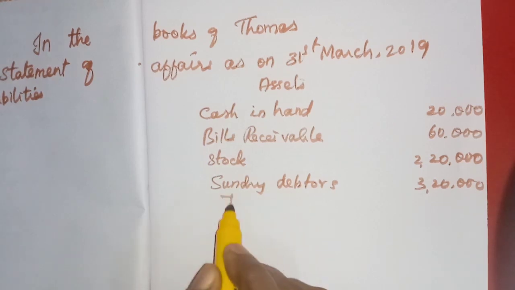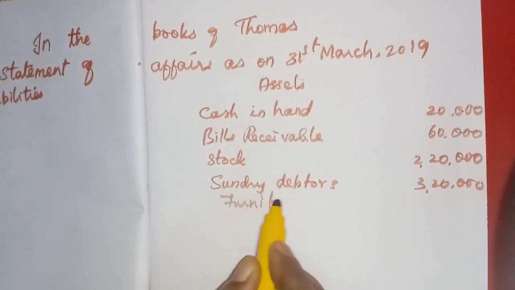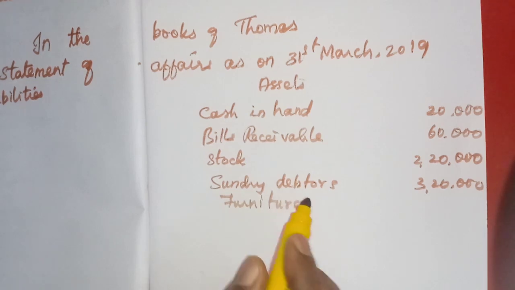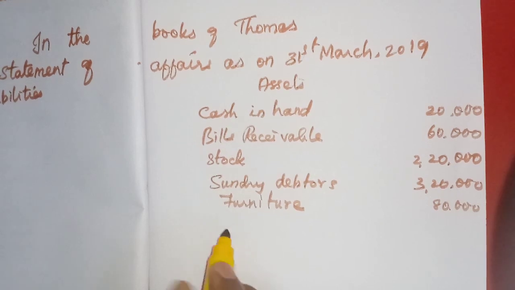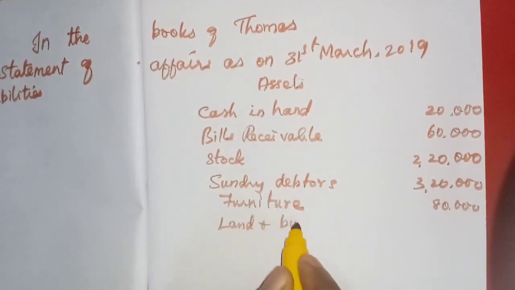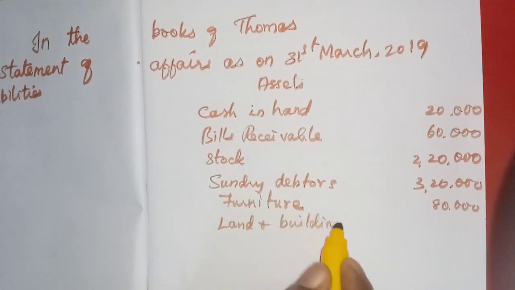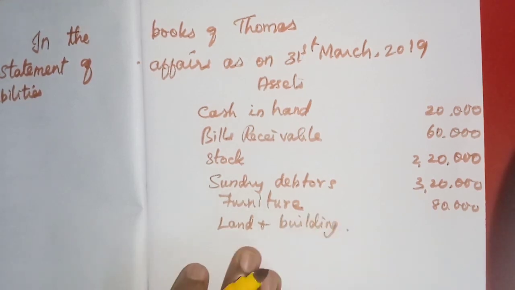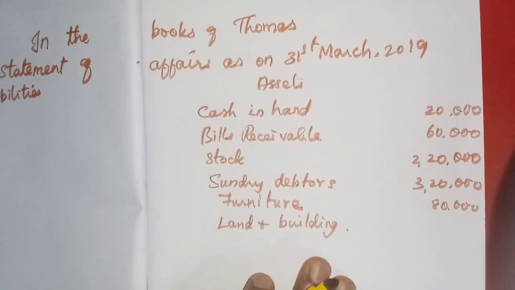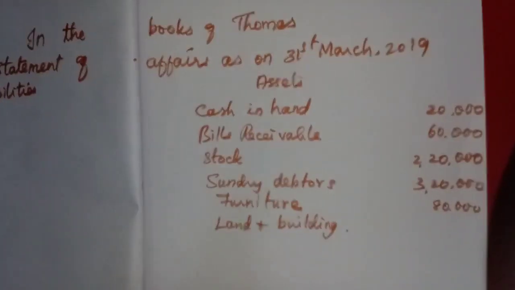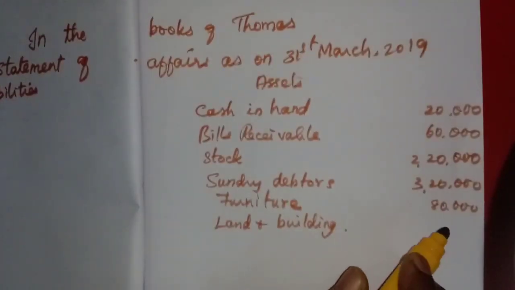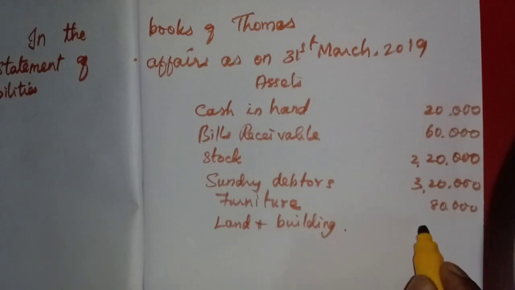Furniture. Then 80,000 furniture. Now land and building. Land and building only we can convert into cash, very difficult, with difficulty, isn't it? That's why we write that one at the last. Okay, land and building 3 lakh.